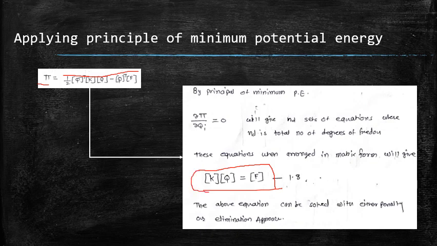What is the unit of k? Newton per mm or Newton per meter, whatever be the system of unit. What is the unit of q? Mm. And what is the unit of f? It is Newton. So Newton per mm into mm is equal to Newton. So right hand side and left hand side are perfectly balanced. So this is the final expression which represents equilibrium of a structure correctly.